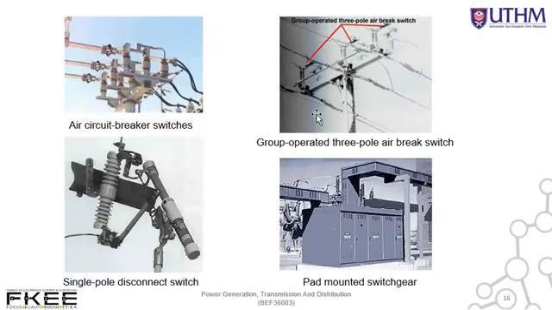These are the figures of different types of switches. The first figure represents the air circuit breaker switches. Second one represents triple gang operated switches. The third one represents the single pole disconnect switches. And last but not least is the pad mounted switchgear.